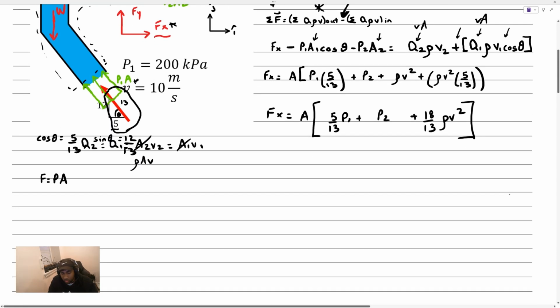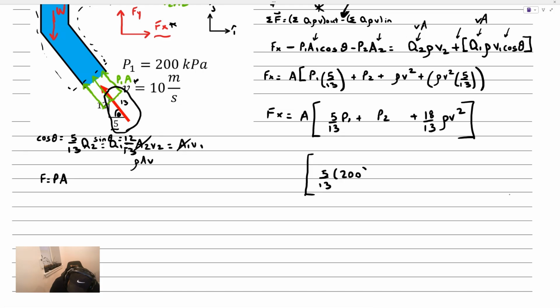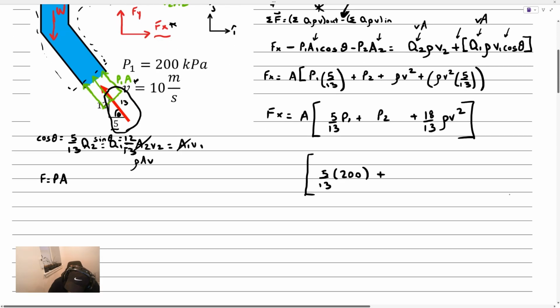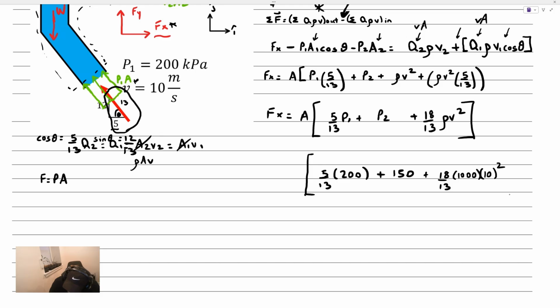All we have to do is plug in now. We know that P1 is equal to 200 kPa. P2, that's this term right here, that's equal to 150 kPa plus 18/13. And then we have density, 1,000. Speed, the speed was 10 meters per second squared. I'm going to speed through the rest of this, work through the units, and you can tell me if you got the same answer. You can leave a comment down below.